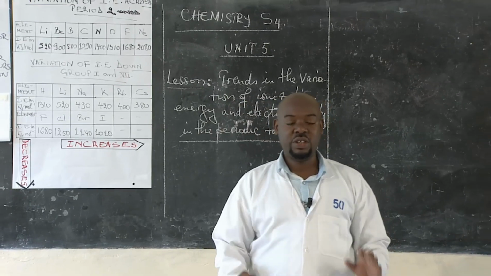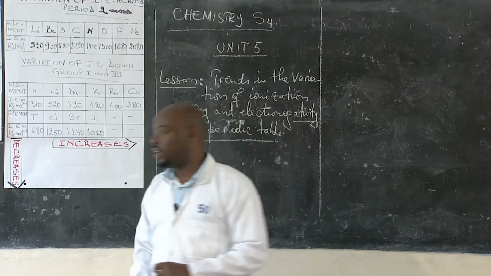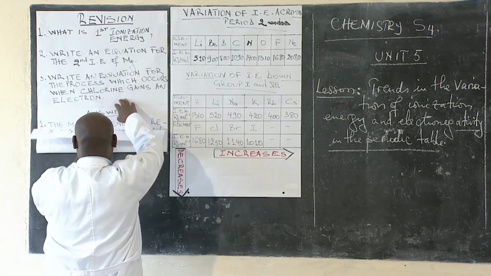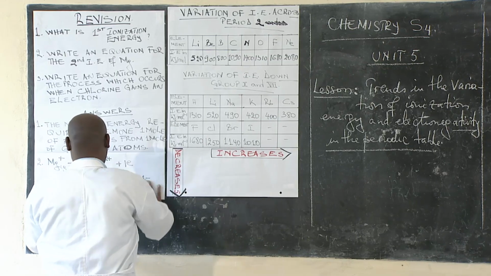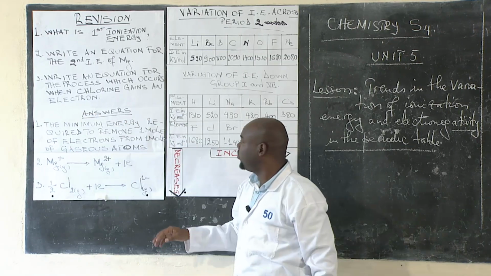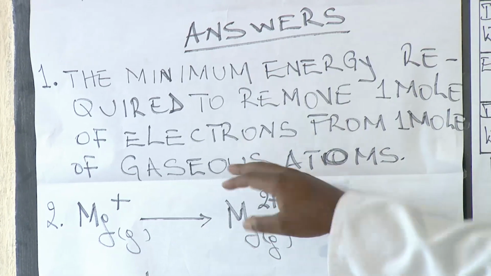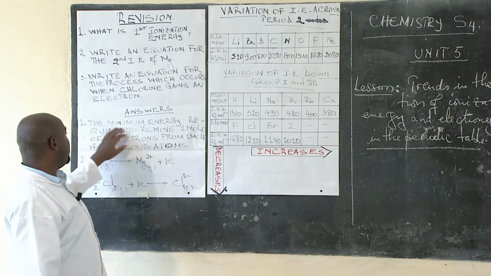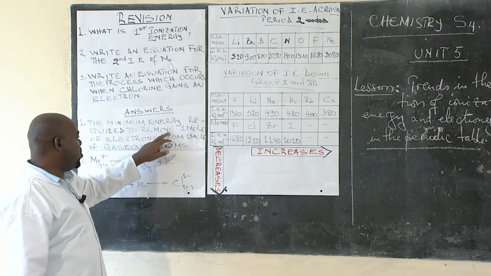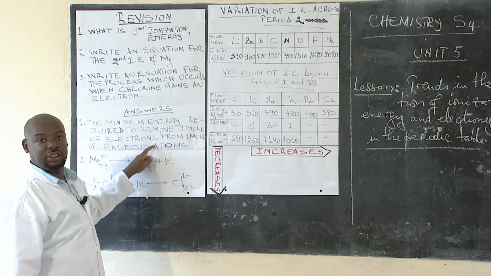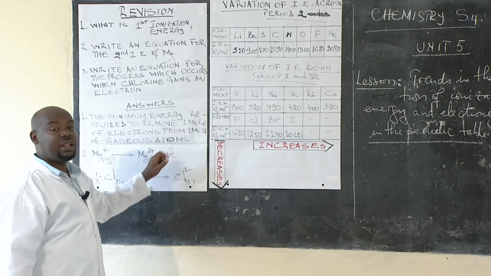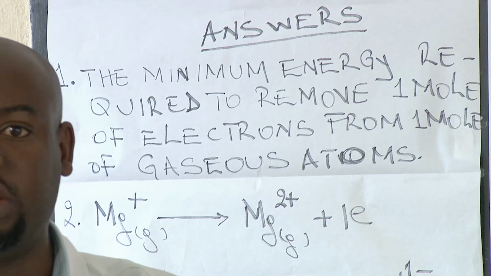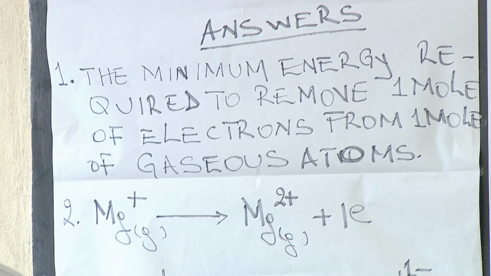Okay, hope you did it well. Now let us have a look at the answers. Here we have the answers. The answer for the first question is: first ionization energy is the minimum energy required to remove 1 mole of electrons from 1 mole of gaseous atoms. The minimum energy required to remove 1 mole of electrons from 1 mole of gaseous atoms.